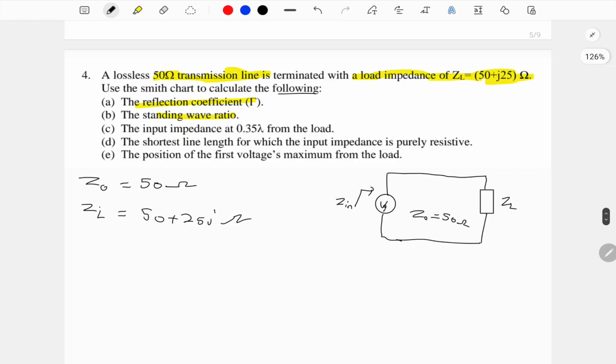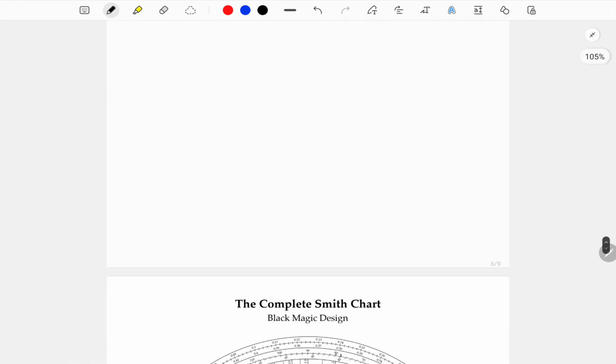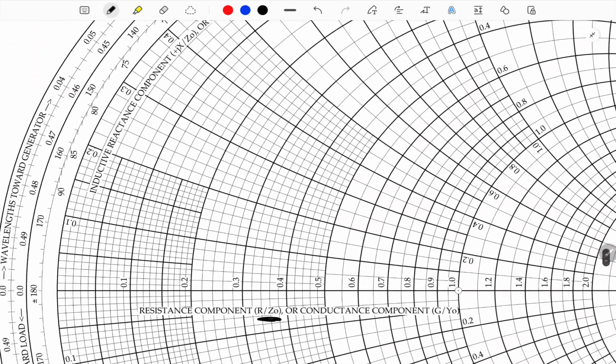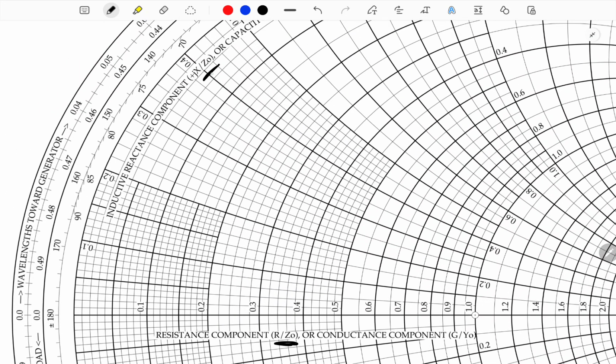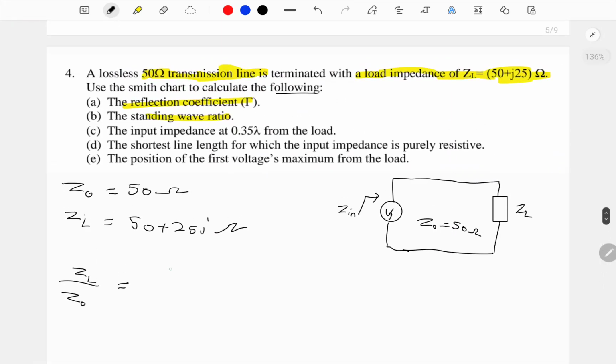The first thing we gotta do is plot. You have to divide by the characteristic impedance and then plot it on the Smith chart. Why do we divide by the characteristic impedance? Why is it ZL over Z0? The Smith chart has different units, so we scale by those units. It says right here that on the Smith chart you divide the real part and the j component by Z0. So it's ZL, 50 plus 25j divided by 50, which is 1 plus 0.5j.